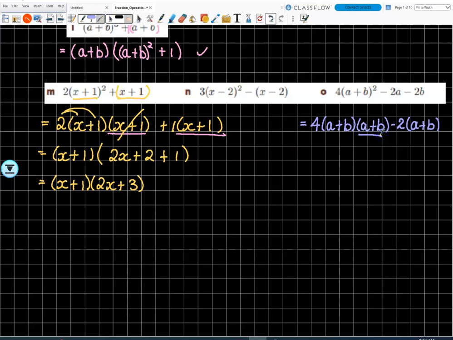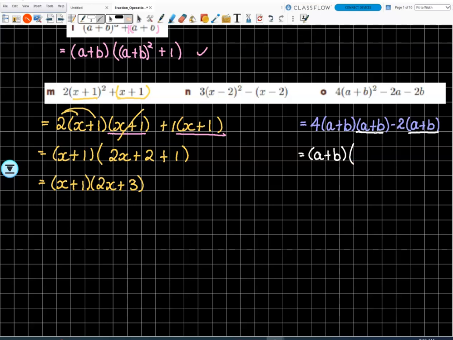So we're, oops, meant to change the colour. We're going to pull out that a plus b and that a plus b. Right? Pull it out. Sits out the front. Give you a minute. Have a go at what you think is going to go in the bracket.